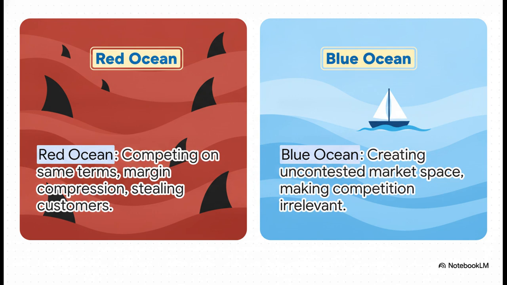We use the brilliant blue ocean strategy from Kim and Mauborgne. Think about the two market realities. A red ocean is a bloodbath. You are competing on the exact same terms as everyone else, your profit margins are shrinking, and you're fighting tooth and nail to steal the same customers. A blue ocean, on the other hand, is completely uncontested demand. You aren't beating the competition. You are making the competition totally irrelevant by creating a brand new market space.